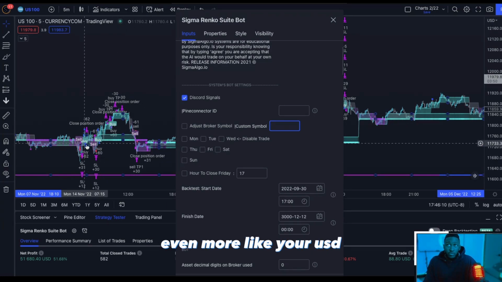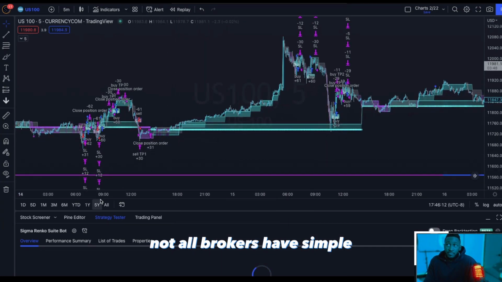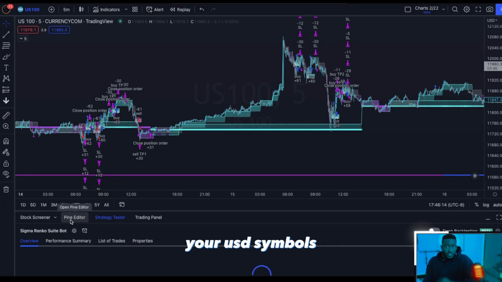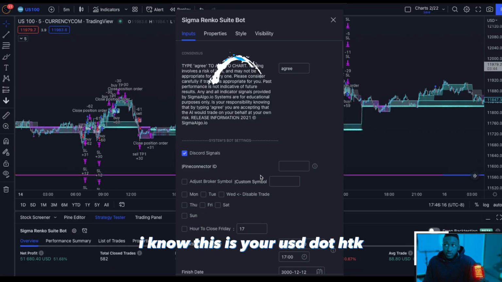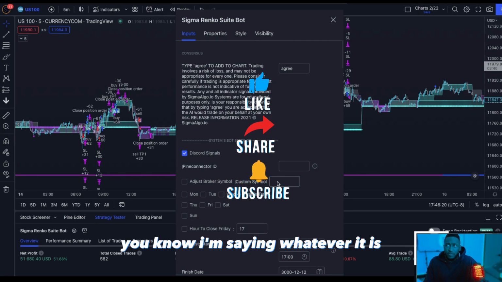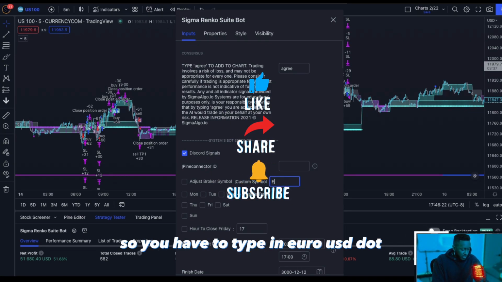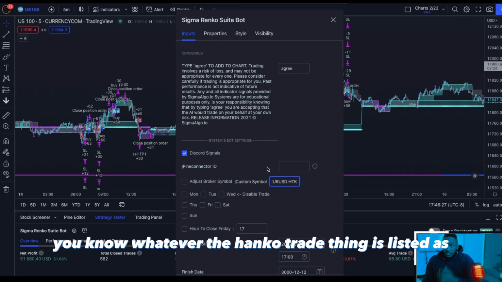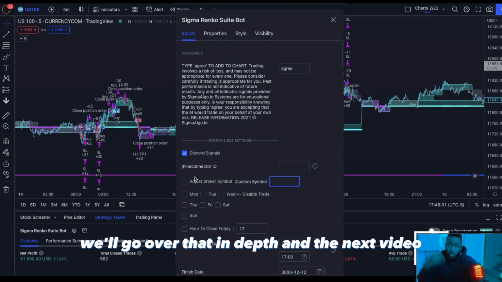For example, even with like Euro USD, not all brokers have simple Euro USD symbols. Like Renko trade, I know it says Euro USD.HTK, you know what I'm saying, whatever it is. So you'll have to type in Euro USD dot, you know, whatever the Renko trade thing is listed as. Okay, so hopefully that makes sense. We'll go over that in depth in the next video.